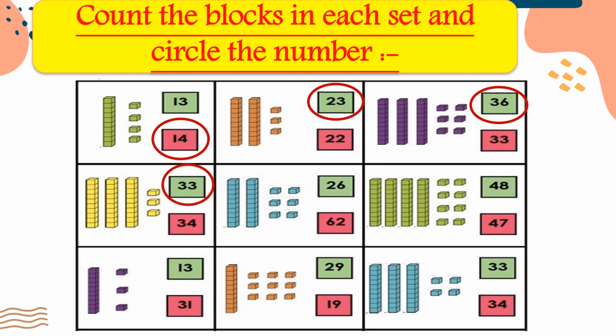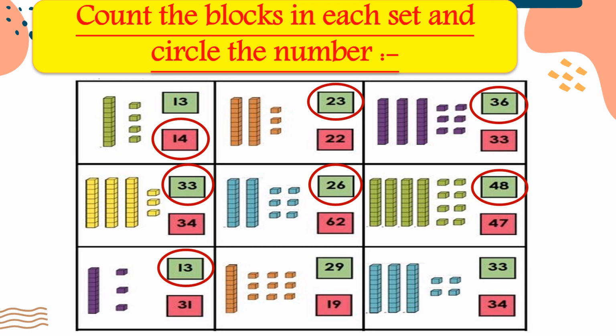Here, how many stacks? 1 and 2. And how many separate small squares? 6. So the answer will be 26. Here, 1, 2, 3, 4, 4 in the tens, and 8 in the ones. So the answer will be 48. Here, 1 stack, 1 in the tens, 3 in the ones. So the answer will be 13.